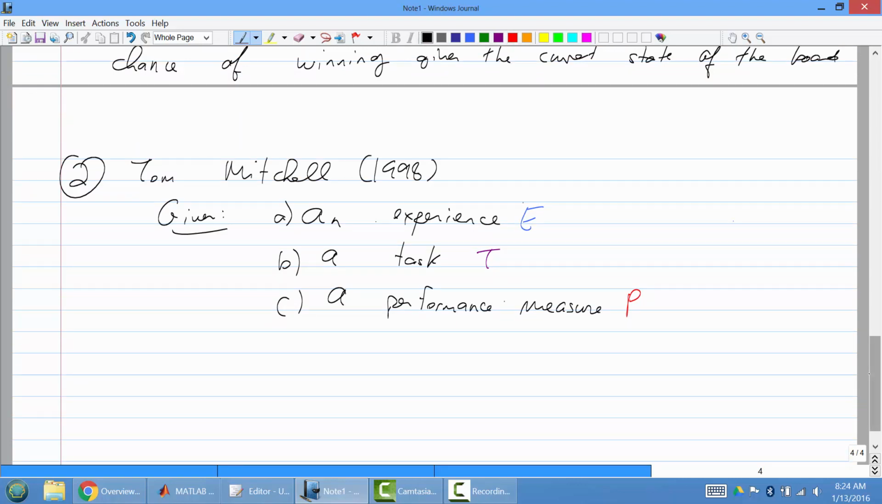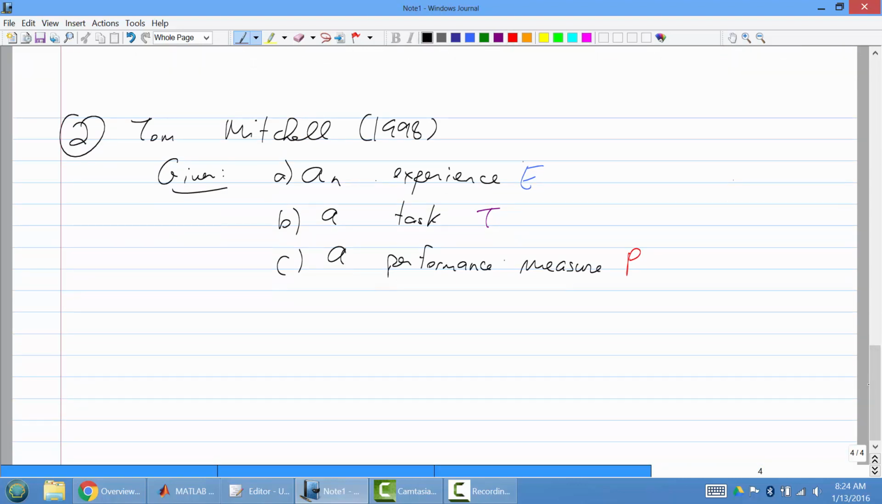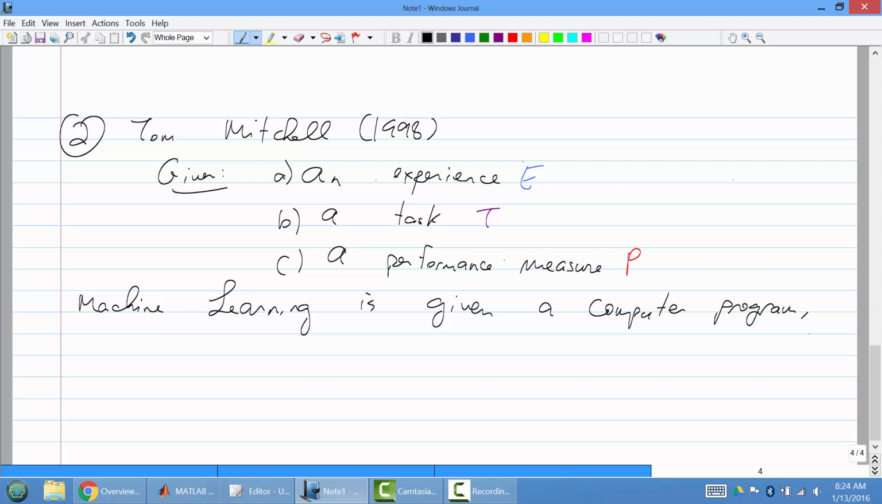All right? So this definition might be a little confusing, but if you parse through the words, it actually does make a little sense. So machine learning is: given a computer program, it learns from the experience E with respect to P and T, so the performance measure and the task. So the task and the performance measure.